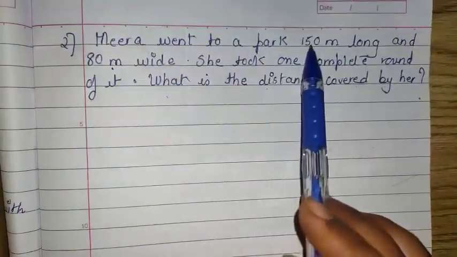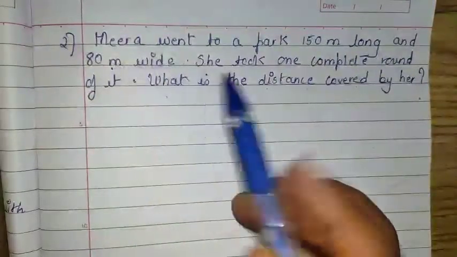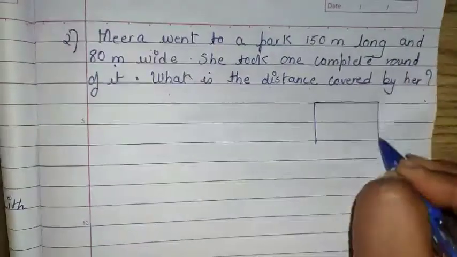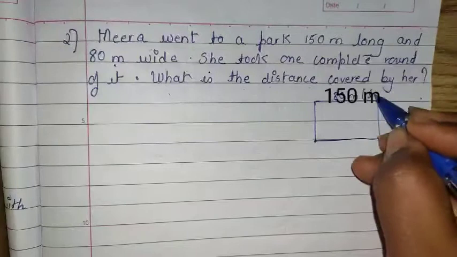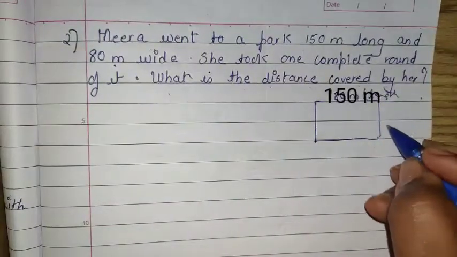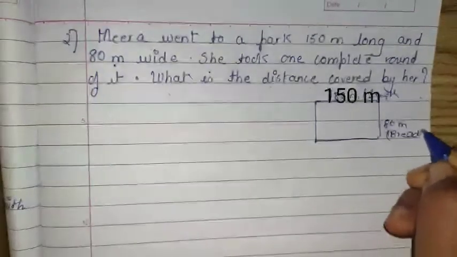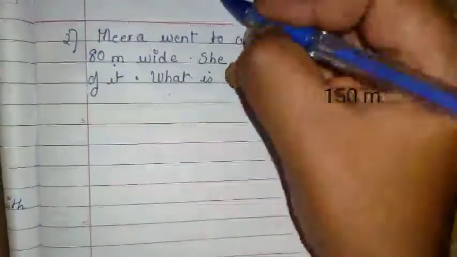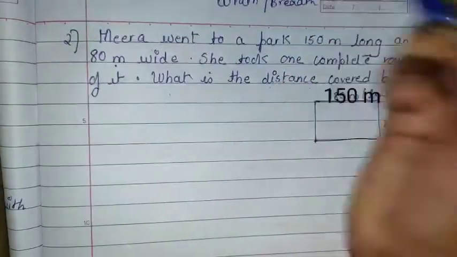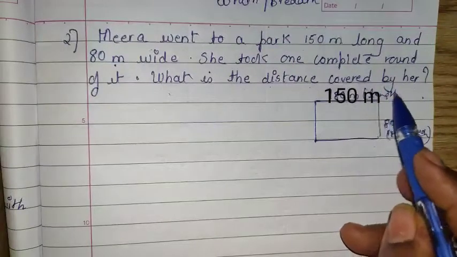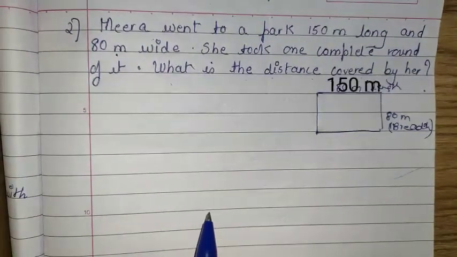That is, Mira went to a park 150 meter long and 80 meter wide. So we have the length as 150 meter and the breadth as 80 meter. The width is also called breadth. And we take the longer side as length. So now let's solve the problem.